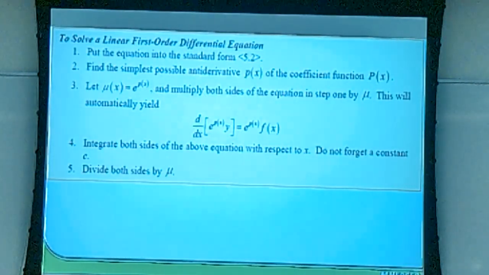That will automatically yield d/dx of e to the p x, your mu, times y is equal to mu times f. Now just integrate both sides. Then divide by mu, and that's your solution. That's for the general solution. Obviously, if you have initial conditions, find your constant using those initial conditions.